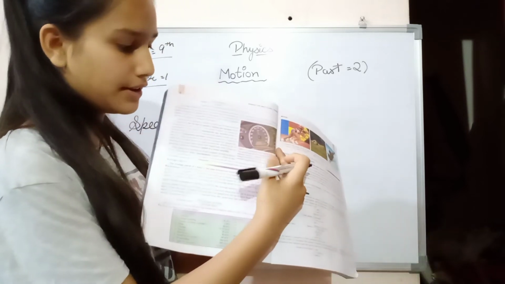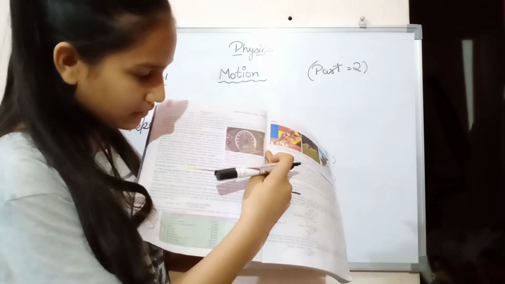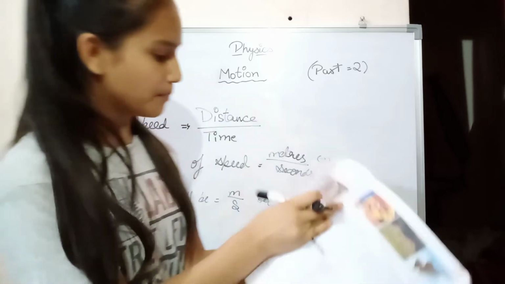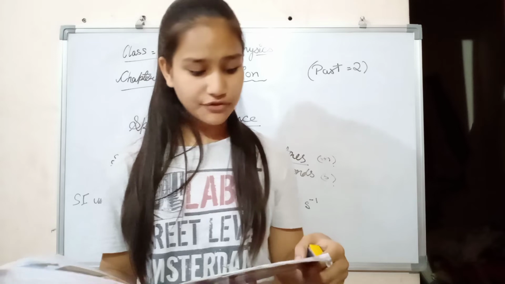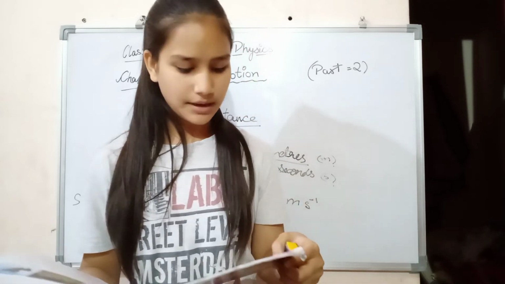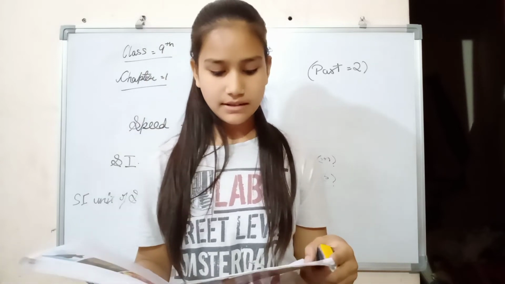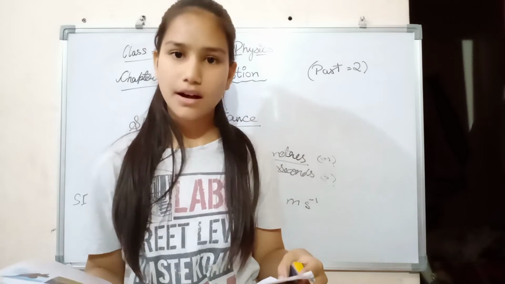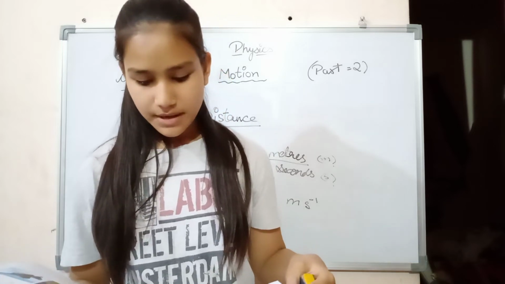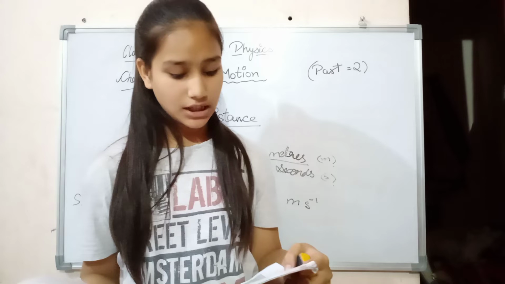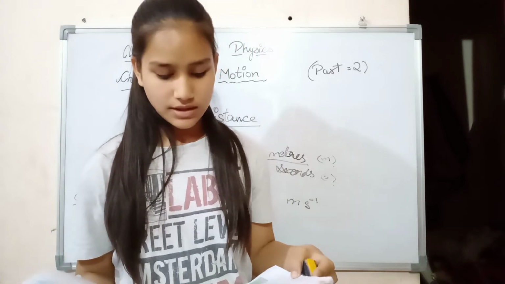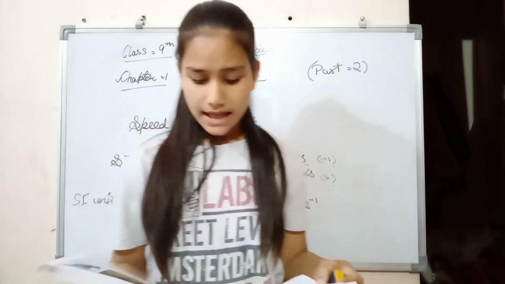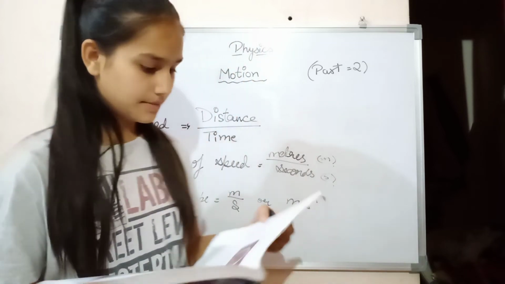A speedometer looks like this, and it is fixed in the car. The speedometer gives the speed in kilometers per hour. The distance traveled by the car is measured by another instrument called odometer, which is also installed in the car. It records the distance in kilometers.